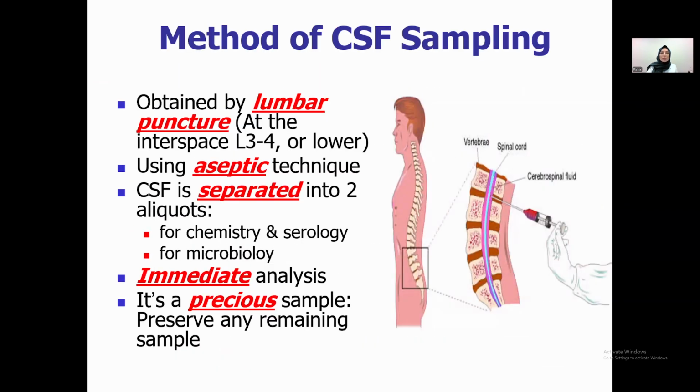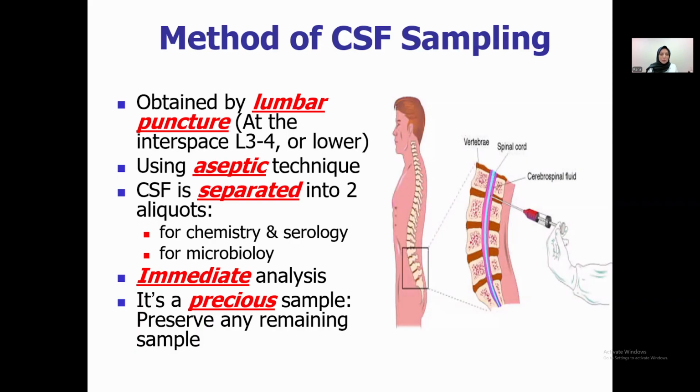So how can we get the sample of the CSF? It's by a procedure that should be done by a skilled physician in the operating room, with aseptic technique, very sterile. It is called lumbar puncture, between L3 and L4, or sometimes lower between L4 and L5, according to the status of the patient.